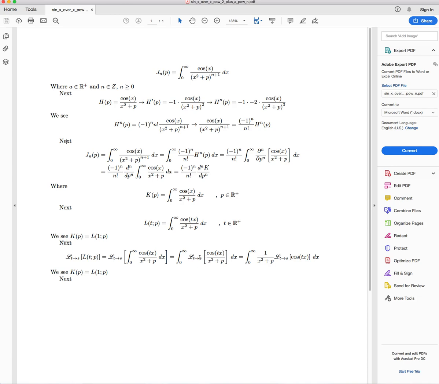Okay, so as I'm taking the Laplace transform with respect to t, anything to do with x is essentially a constant. So you can see here I've just brought out the 1 over x squared plus b, and I'm taking the Laplace transform with respect to t of cos of tx. And remember here, x is essentially just a constant with respect to the Laplace transform.